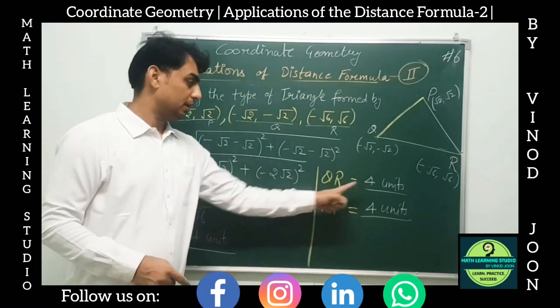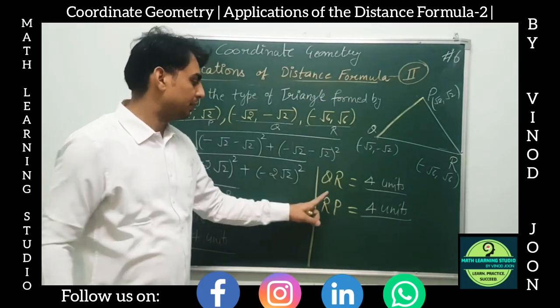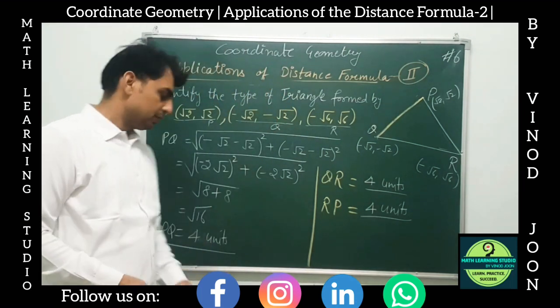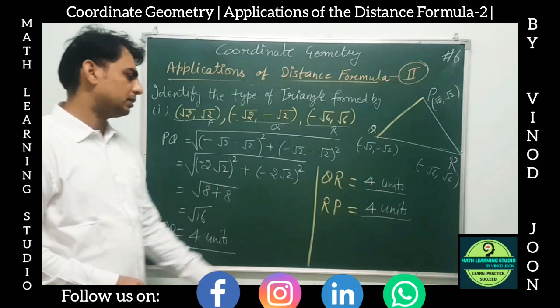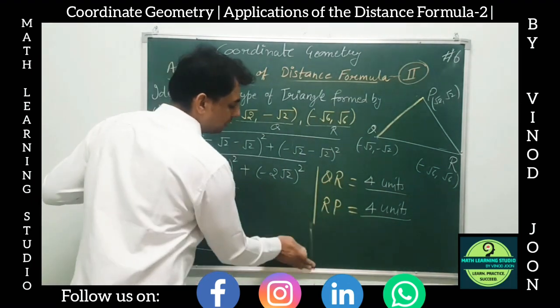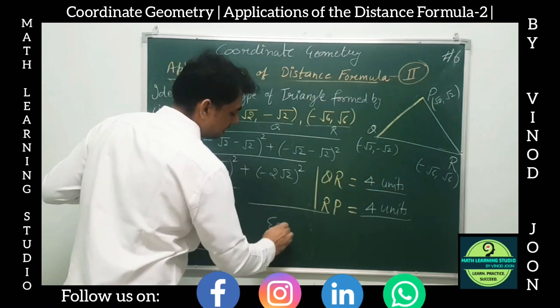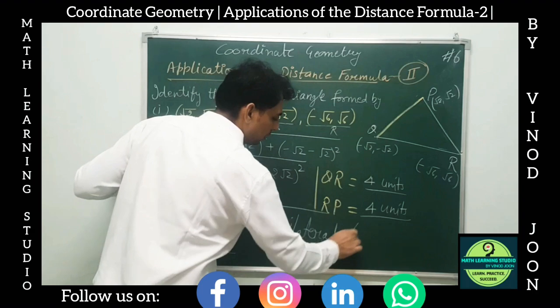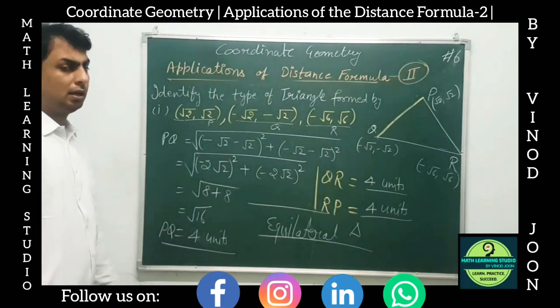Okay, I'm sure you must have got these two values. Yes, QR and PR both will be equal to 4 units each. So we got PQ as 4 units, QR and PR, all three as 4 units, equal to each other. That means this triangle is an equilateral triangle. Alright, so it was easy.